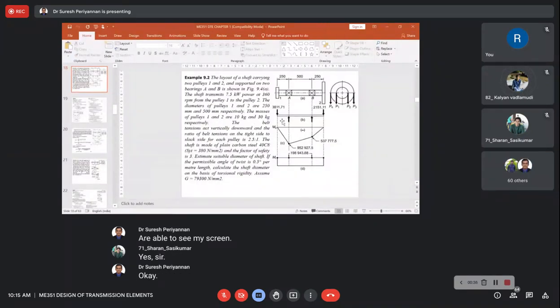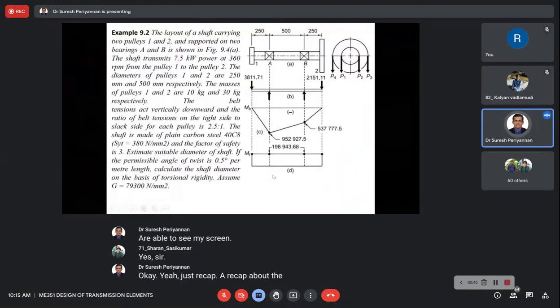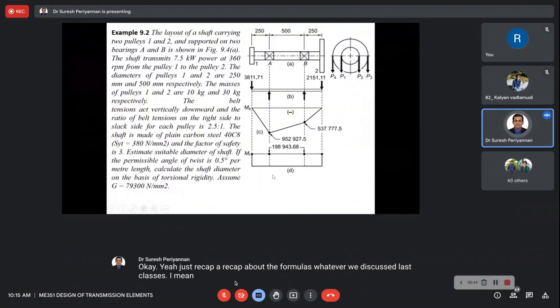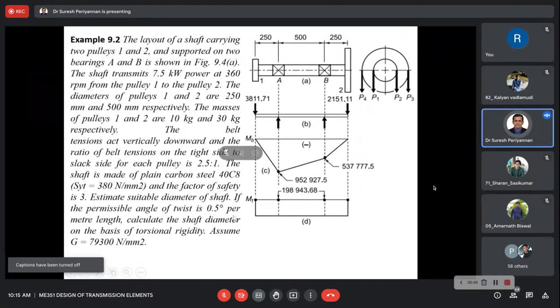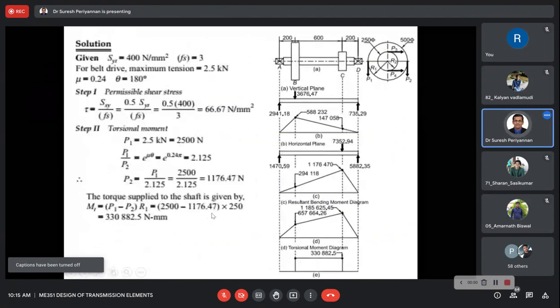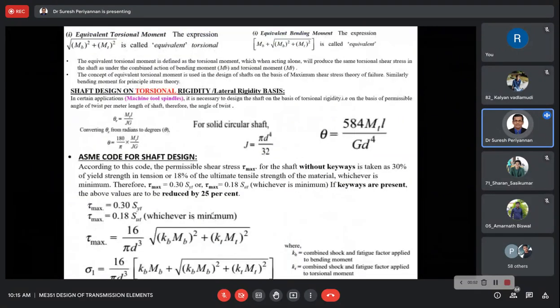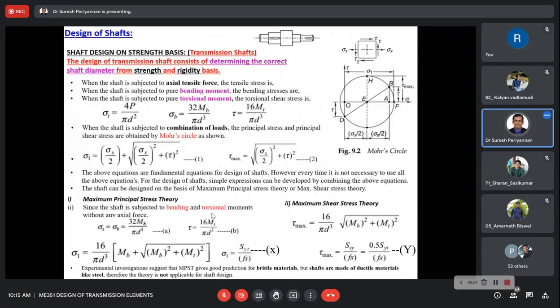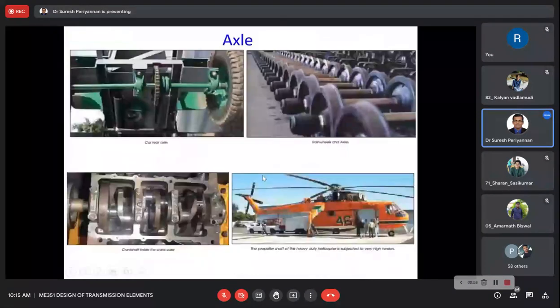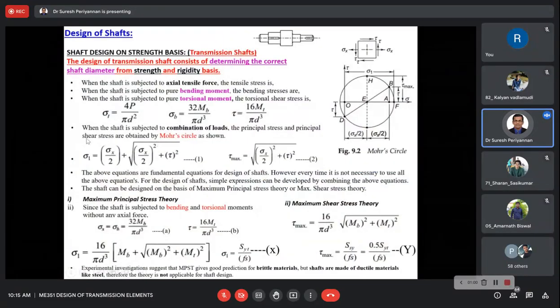Okay. Just a recap about the formulas we discussed in the last classes, some derivations. Only when we see the formulas can we discuss the problem easily. So first, we should spend a couple of minutes revising the formulas, then we come to today's discussion. Now, these are the formulas we discussed in the last class.